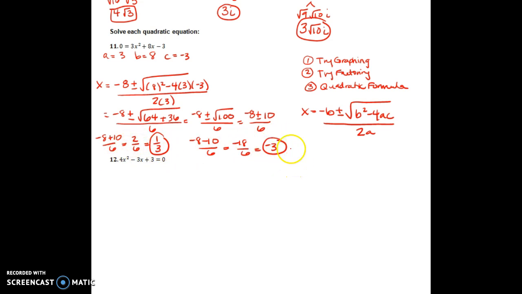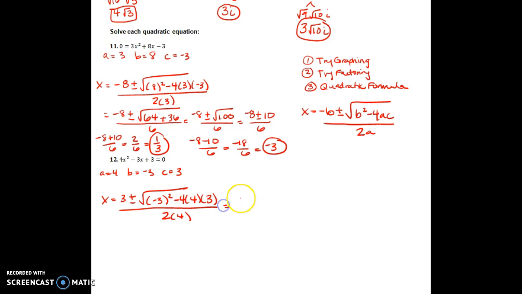Those two solutions could have also been found by, again, graphing or factoring. But again, quadratic always works. So I'm going to do that again with number 12. a is 4, b is negative 3, c is positive 3. x equals the opposite of b plus or minus the square root of b squared minus 4ac, all over 2a. So I have 3 plus or minus the square root of, this is a positive 9, you're squaring a negative number, minus 4 times 4 is 16 times 3, so minus 48, over 8.